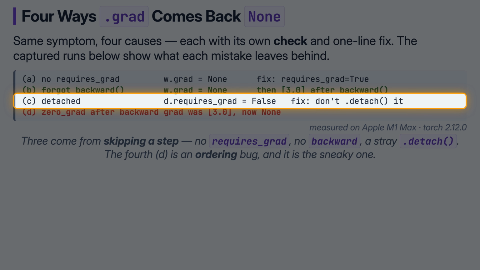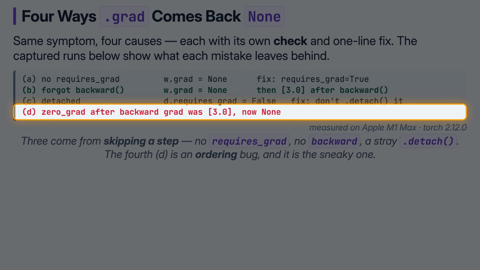Cause C: you detached the tensor, so it left the graph. Now requires_grad is False. Check you did not detach what you train. The fix, don't detach it. Those 3 are the autograd lesson. Cause D: you called zero_grad after backward, and that wiped the gradient. It was 3.0, and now it is None. Check that zero_grad runs before backward. That is the loop lesson next.